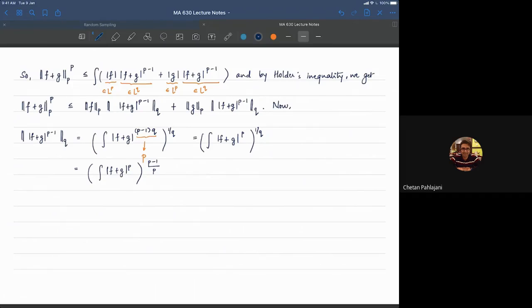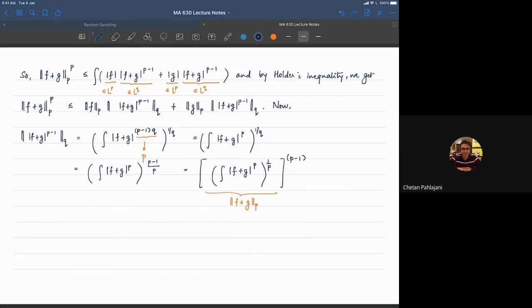All right, so now what I'm going to do is the following. I'm going to write this as the integral of absolute value of f plus g to the p, all to the power 1 over p, all to the power p minus 1. I can do this. This is just laws of exponents. And now I stare at the thing inside the square brackets and I realize that this is simply the p norm of f plus g.